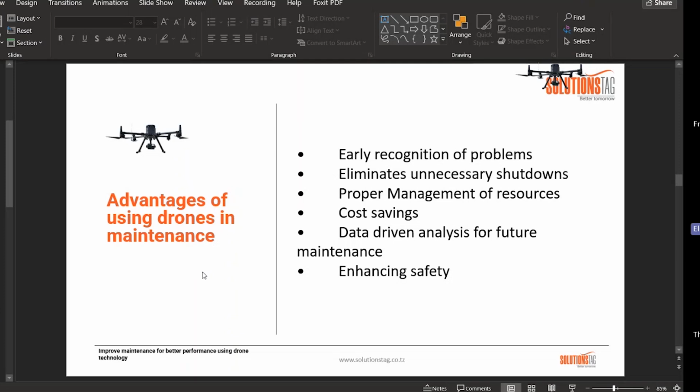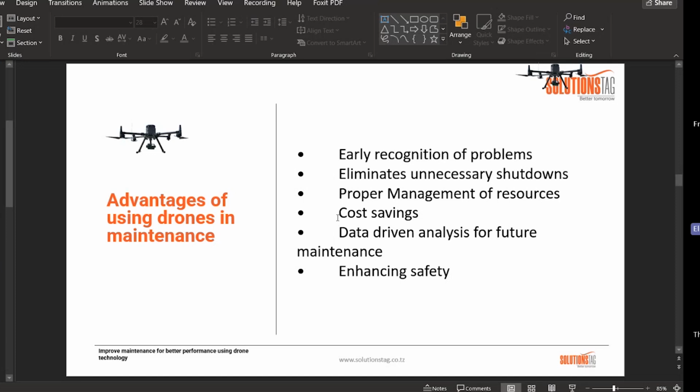But also, drones, when used with maintenance, help in managing resources. Instead of allocating resources to each and every facility, you first use a risk-based maintenance approach. You see which facility requires a fast, immediate response compared to others. So you first analyze the risk of each catastrophe or failure, then you assign specific resources to that facility so that it can be rectified.